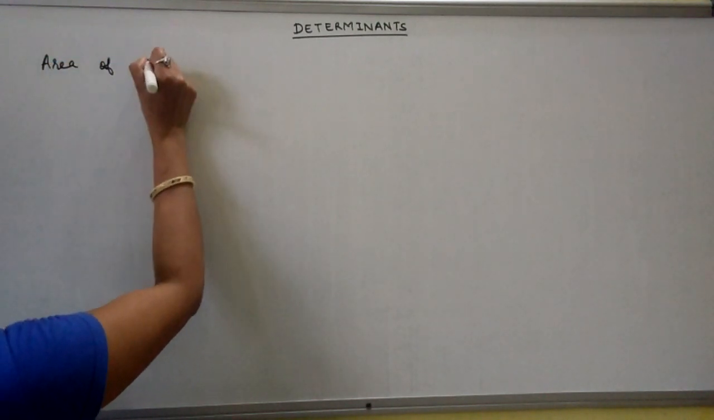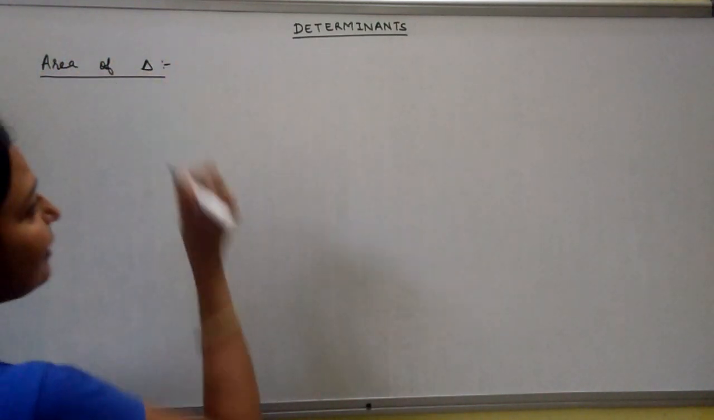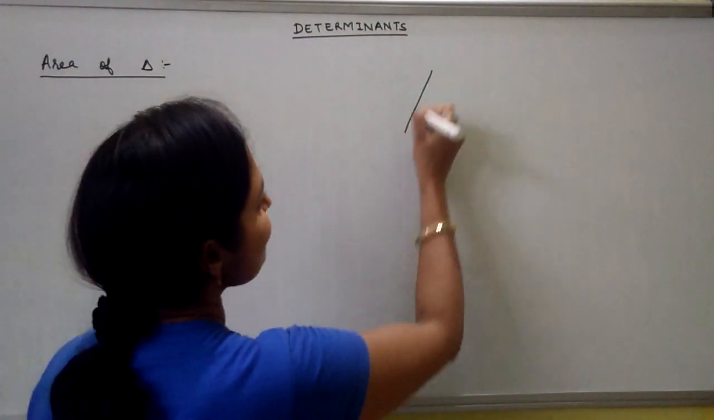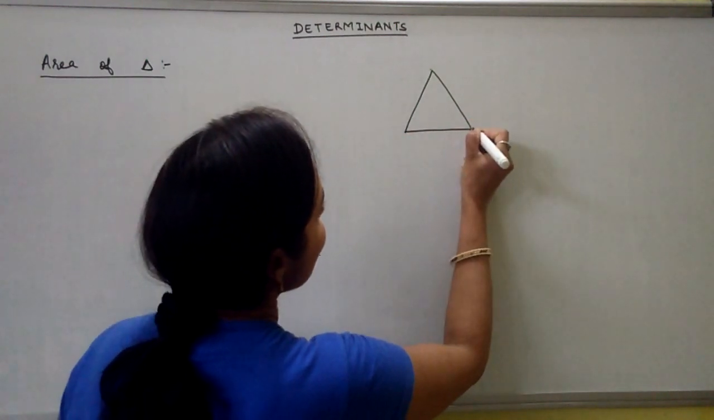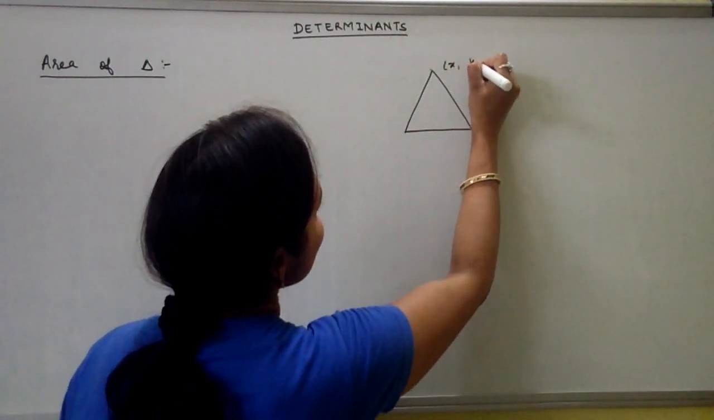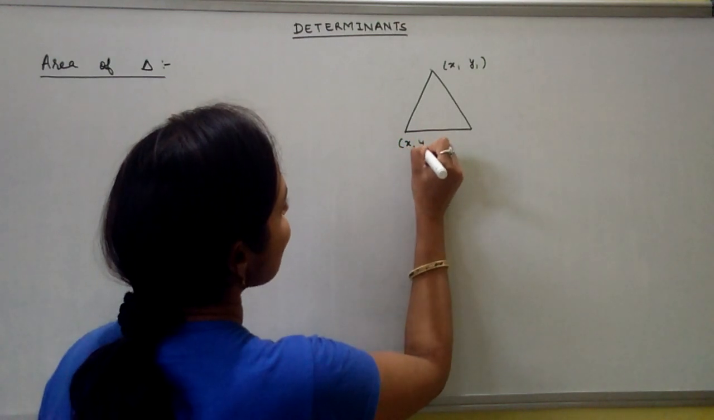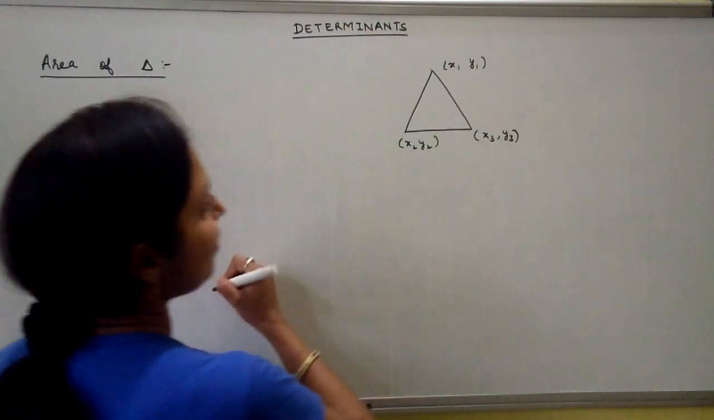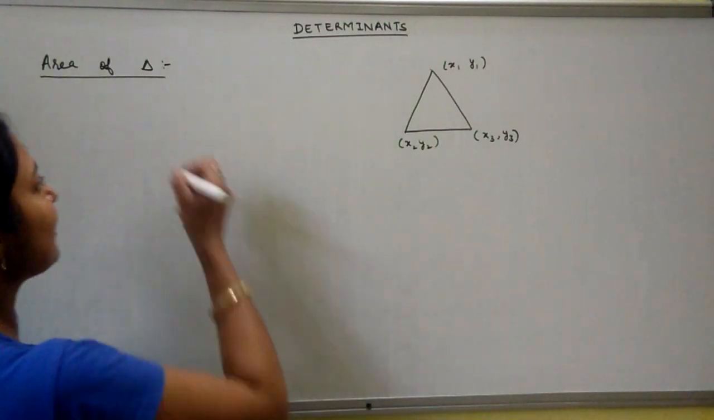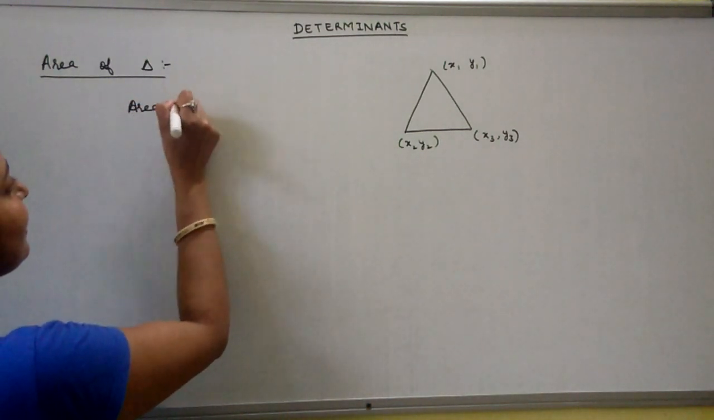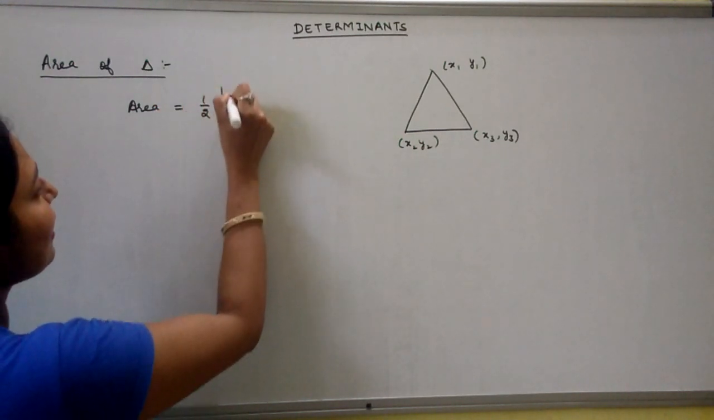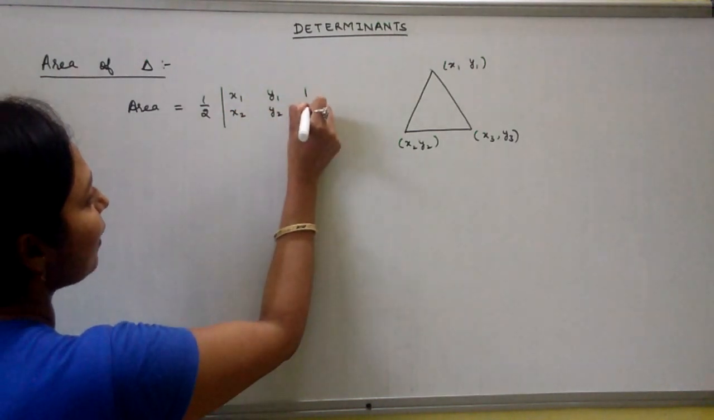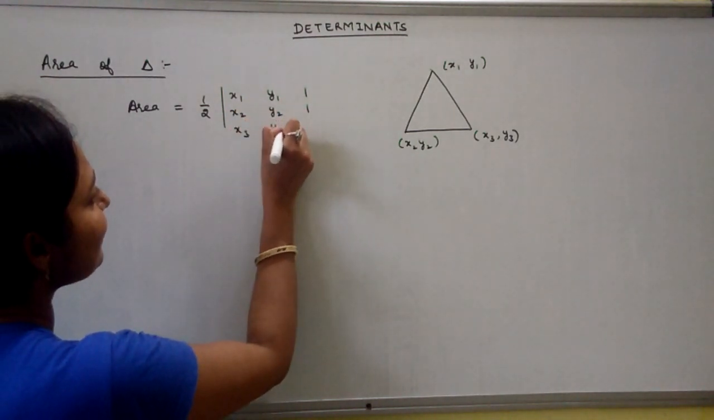Area of triangle. How we can find the area? In a triangle there are three vertices. Let us suppose we have three vertices of a triangle: x1, y1, x2, y2, x3 and y3. Okay, how we can find the area? There is one formula for finding the area. Area is equal to half of the determinant with rows x1, y1, 1; x2, y2, 1; x3, y3, 1.